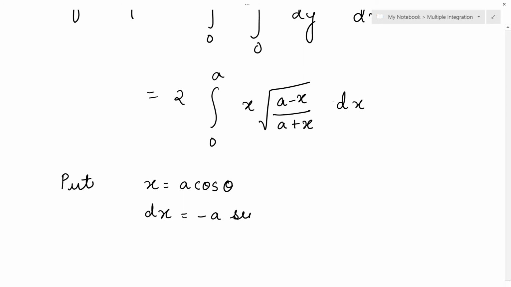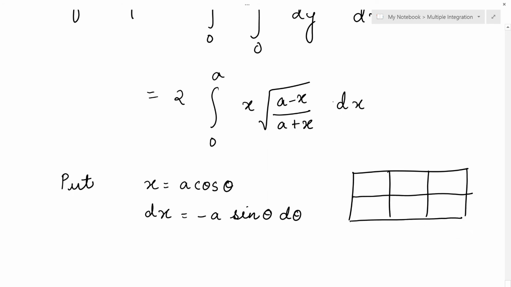So my dx will be minus sin theta d theta into a. Now since I have changed the variable of integration, my limits will also change. My old limits for x were 0 and a. Now new limits I need to find for theta. How to find? Here you substitute the old limit.